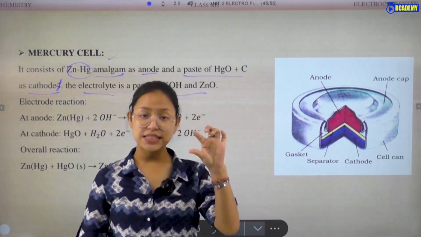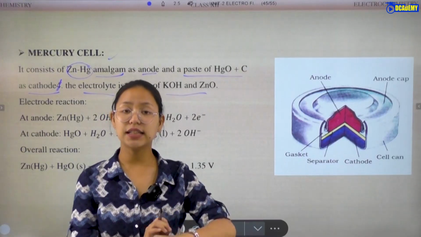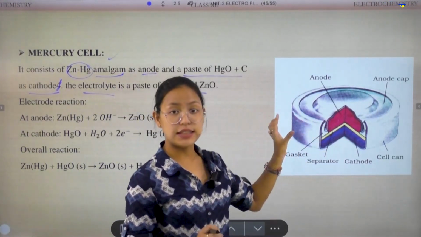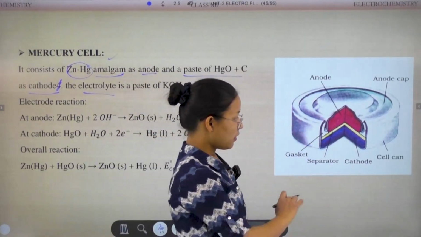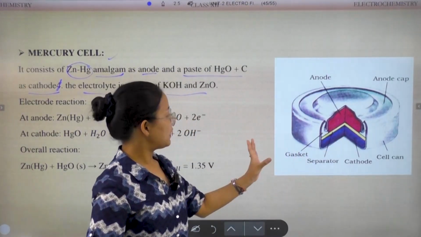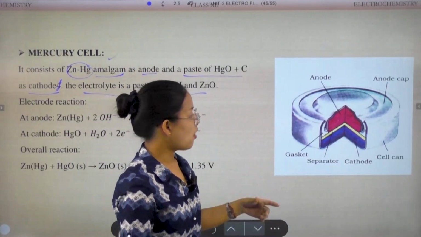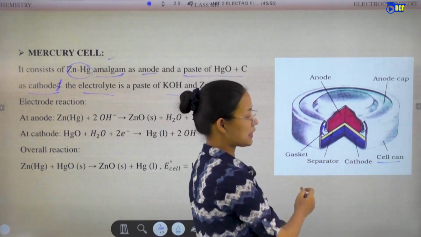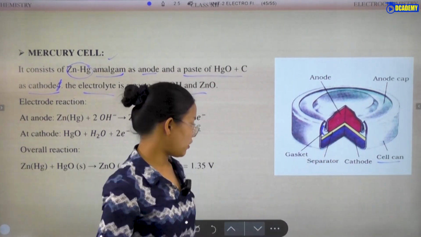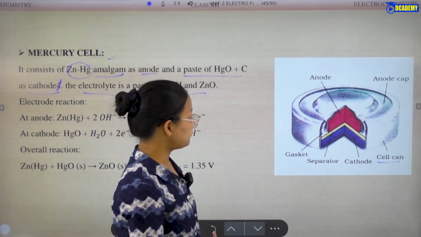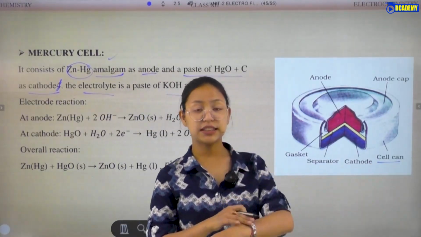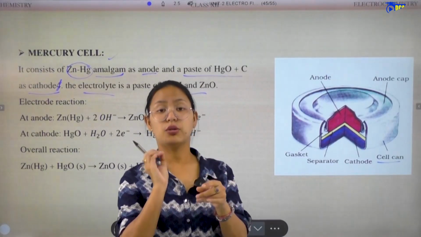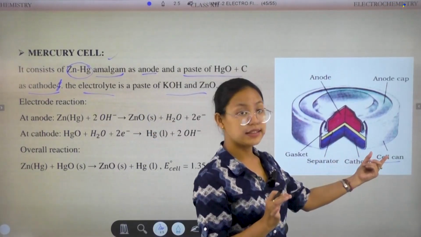Battery, the structures in the cell. The gasket and then the cell can, the silver and steel pot.